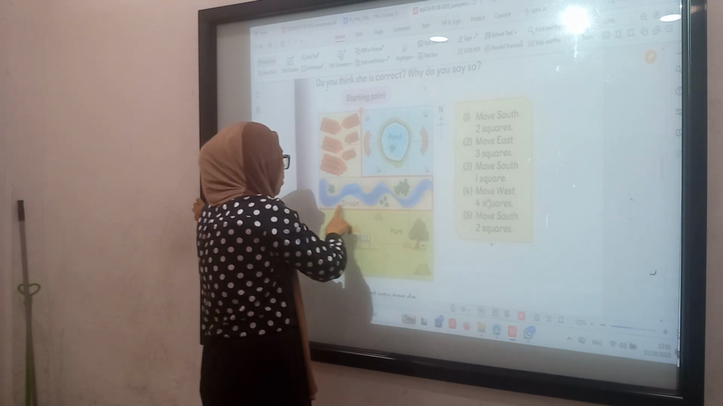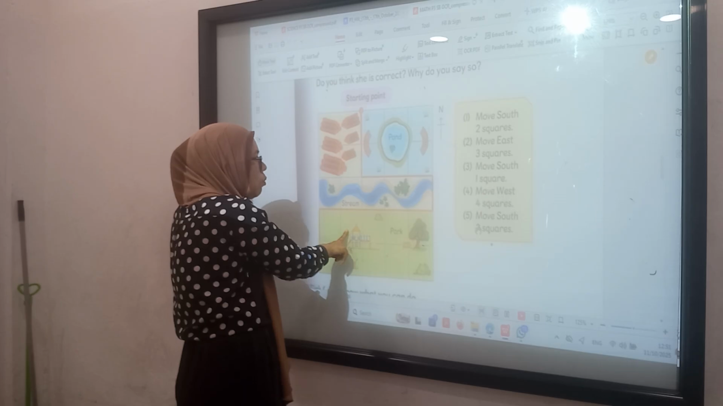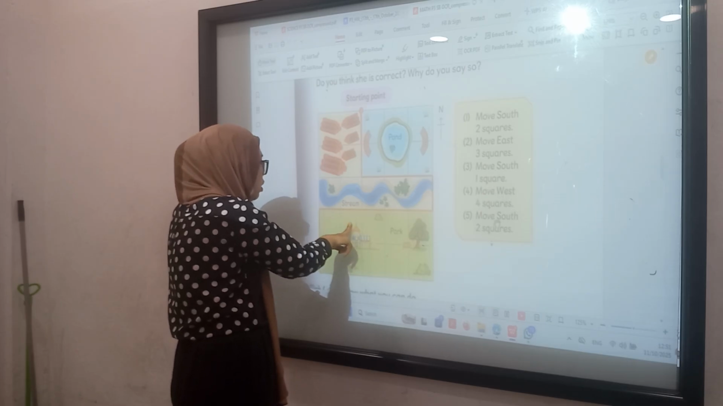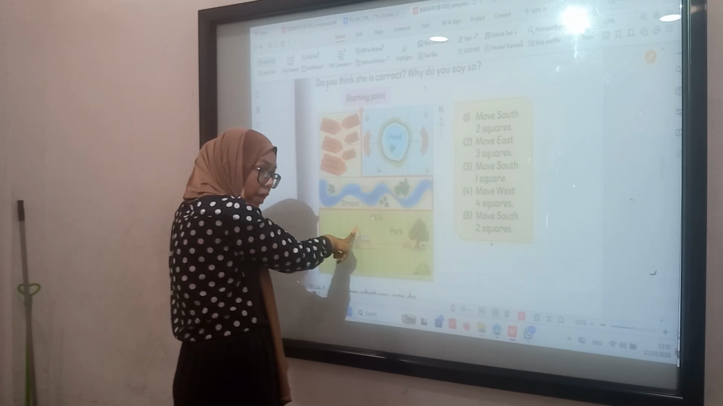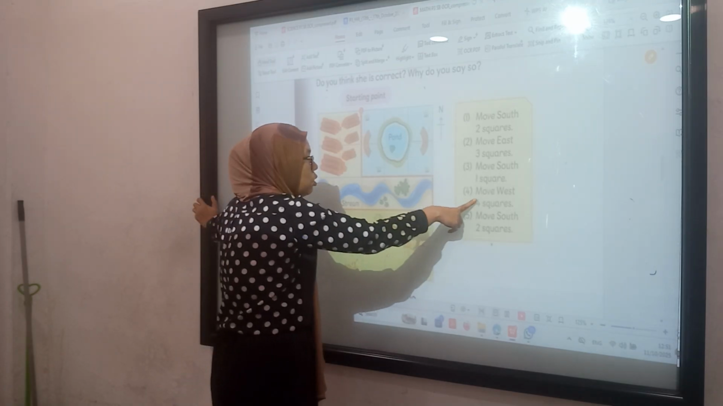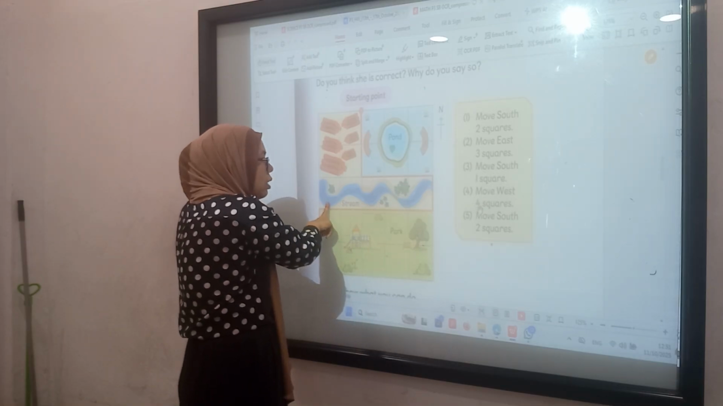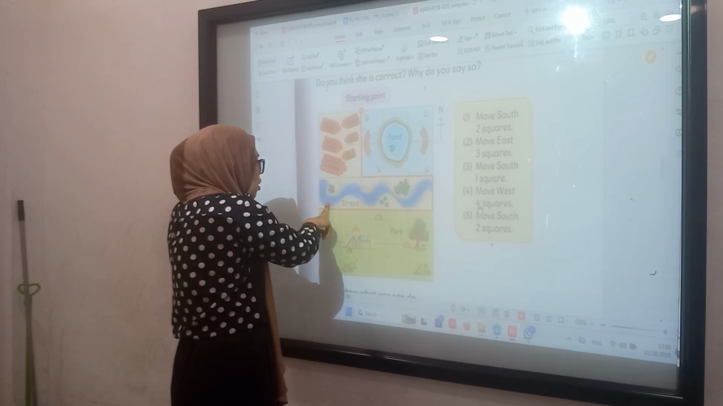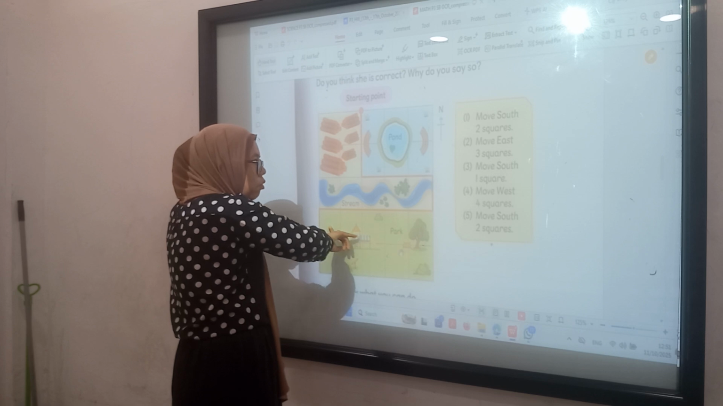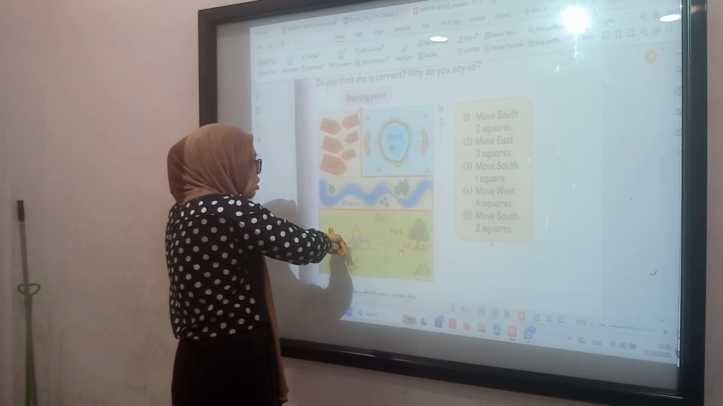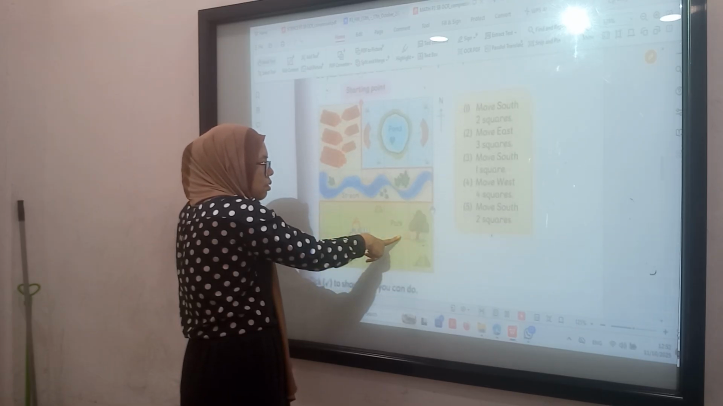So after this was right here, the first is here, and then move to square 1, move south 2 squares, right? 1, 2. Okay, here. I mean, if it's not correct. So I change the position of the last 5 squares, so 1, 2, 3, 4, 5. Yeah. And then move south 1 square, and then move to the east 3 squares, 1, 2, 3. Okay, this is the syntax.